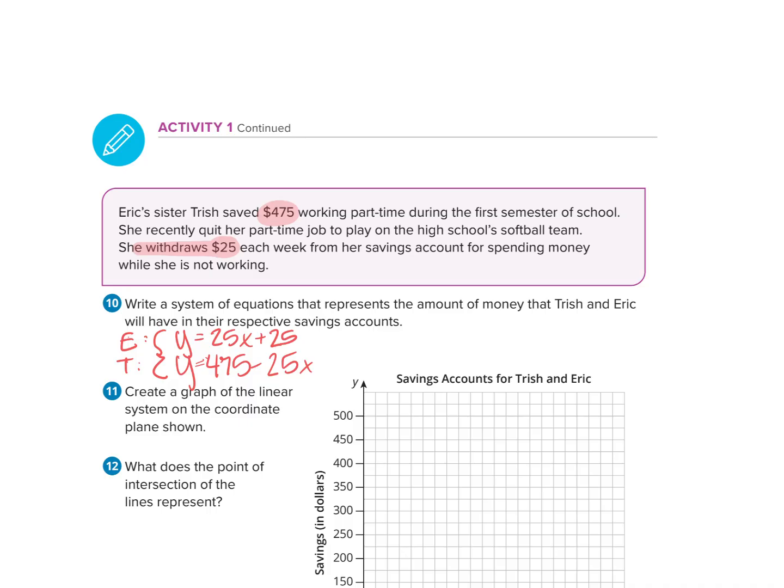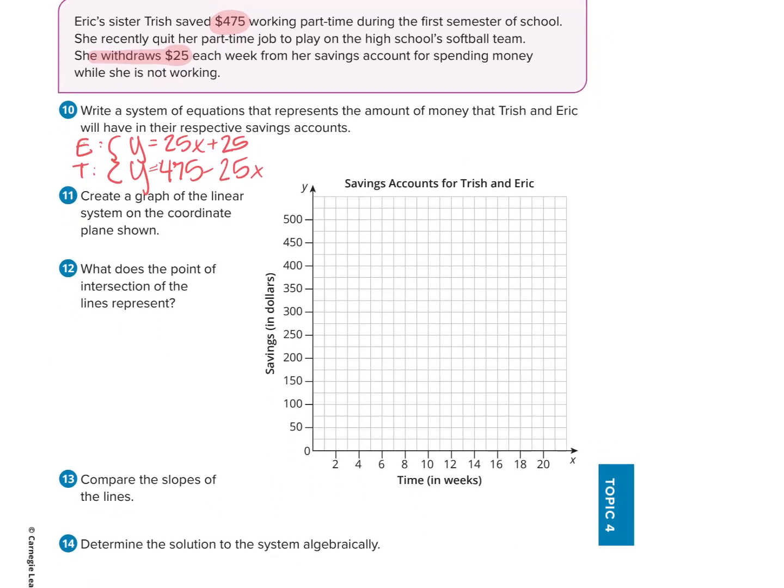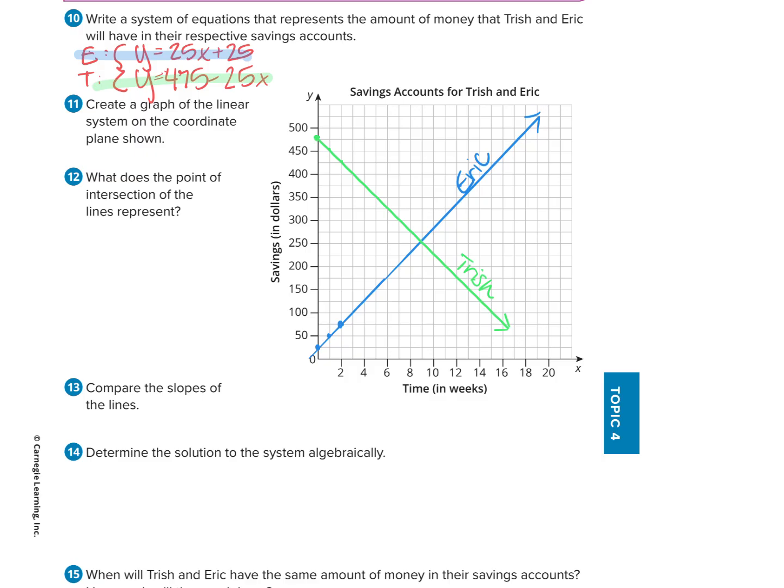All right, so now that we have our equations, we're going to look at number 11, where we have to graph our linear systems on the coordinate plane. So go ahead and graph it. Pause this video, graph, and then come back to check your graph. All right, here are your two lines. If you were to find your point of intersection, it would be about right there.